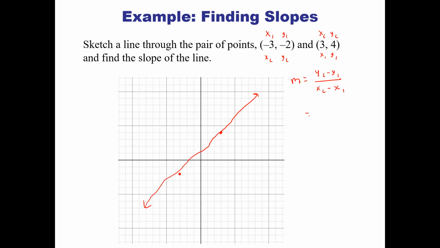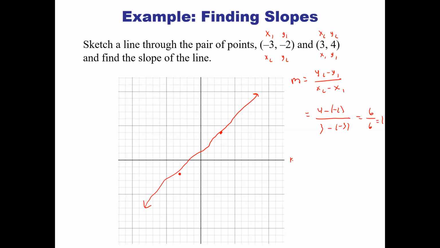So let's go and plug that in. y2, we said, is 4, minus y1, which is -2, all over x2, which is 3, minus, well, that one, which is -3. And so we have 4 minus a -2, or 4 plus 2, so that's going to be a 6. We have 3 minus a -3, or 3 plus 3, which is 6. So that looks to have a slope of 1.